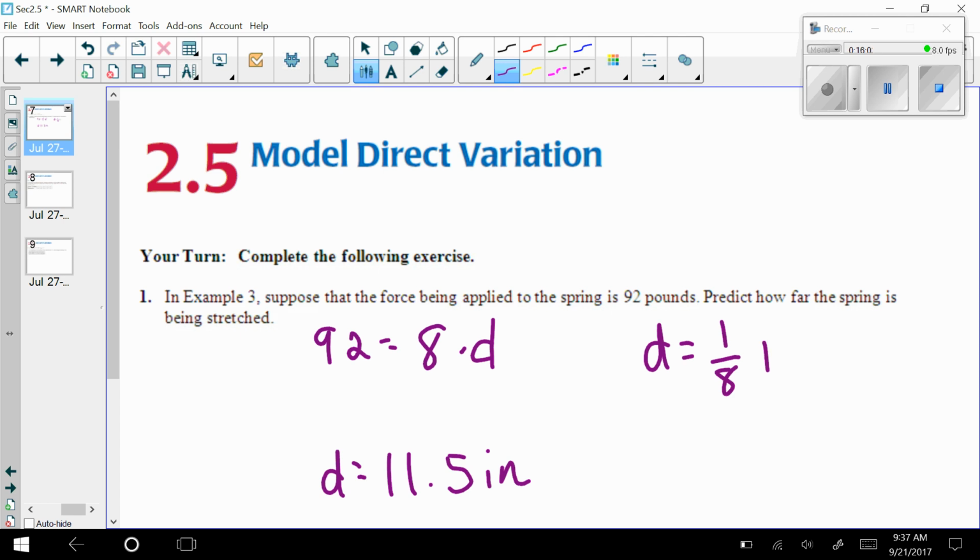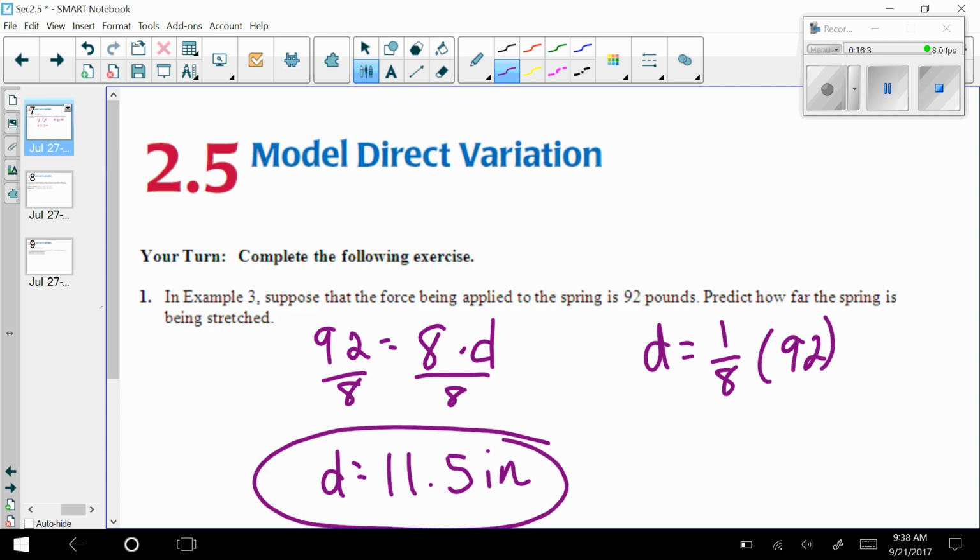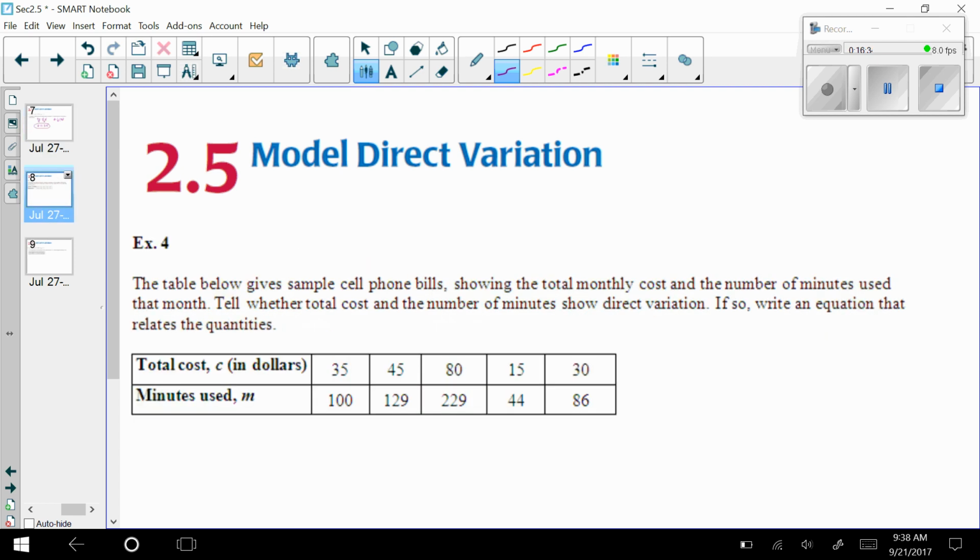times force. Our force is 92. So 92 divided by 8 is 11.5. And then if you solve for D here, you would have divided by 8 on both sides, and 92 divided by 8 is 11.5 inches. Make sure you use your units.